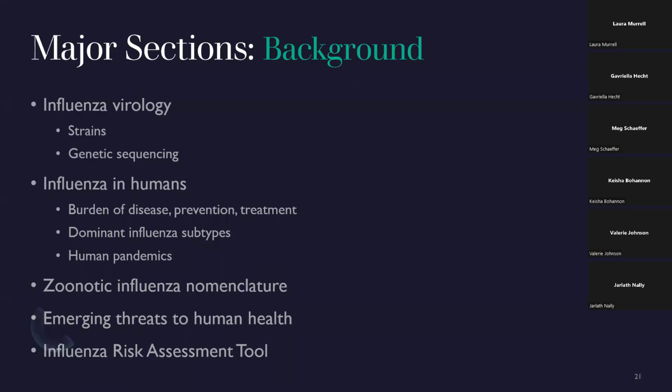The major sections of the guide include background, surveillance, epidemiology, prevention, and control. The first section on background goes over influenza virology, including the different types and strains, genetic sequencing, how influenza manifests in humans, including burden of disease, prevention, treatment, dominant seasonal strains, human pandemics of the last 130 years, influenza nomenclature, emerging threats to human health, and CDC's influenza risk assessment tool, and how certain types and strains are scored and what those resulting scores are.